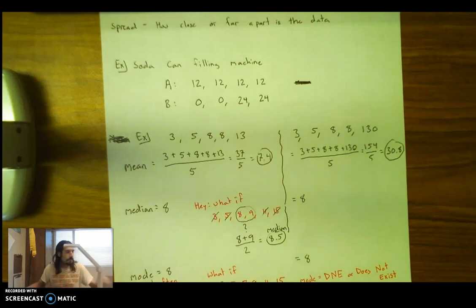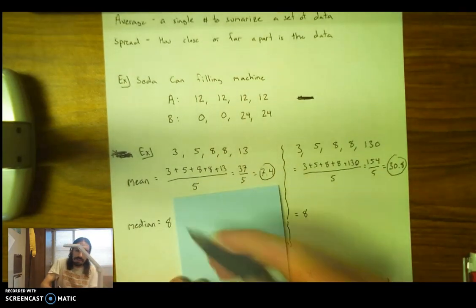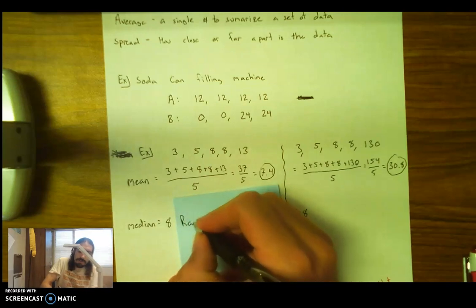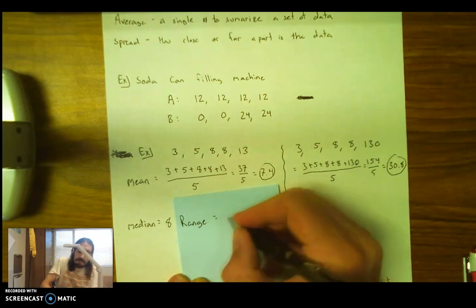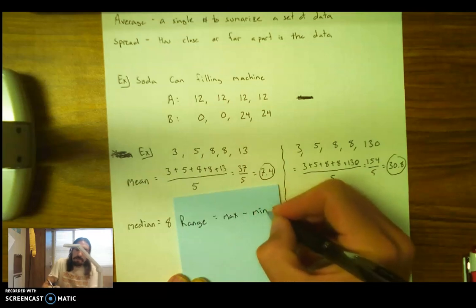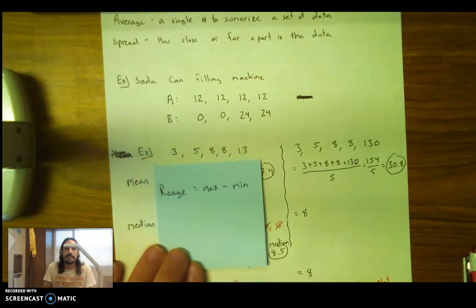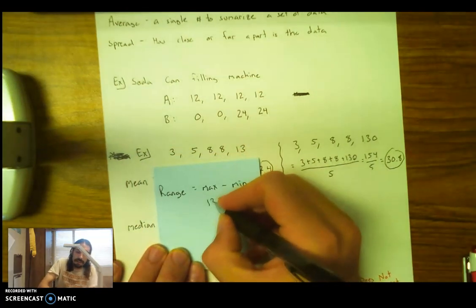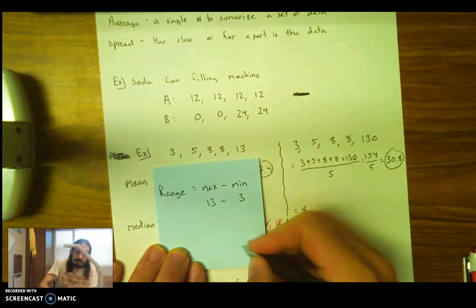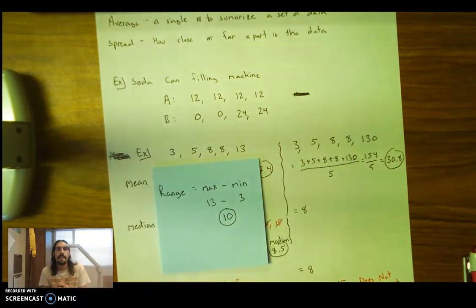To finish this up really quickly, because I've only got a little bit of time, I don't want to make this too long. The last thing I need to address is range, and range is really straightforward. Range is simply your maximum value minus your minimum value, okay? So my maximum value in this set is going to be 13. I'm going to subtract my minimum, which is 3, and so my range would be reported as 10.